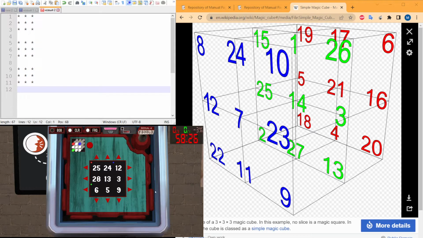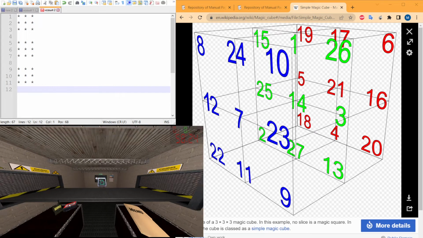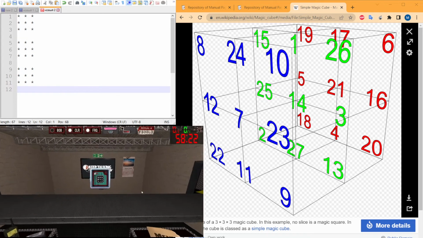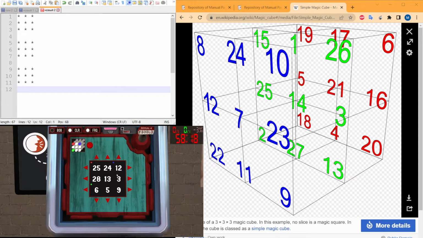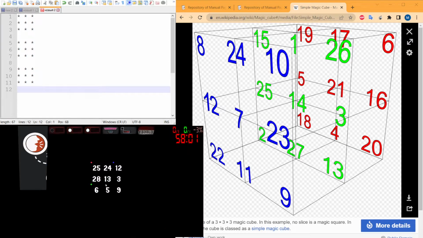Your goal is to reshuffle the magic cube, and I will show you my own strategy how to do this. You might come up with your own or try to optimize mine. So there are also this red, blue and green for reference to see what is the orientation of the square.